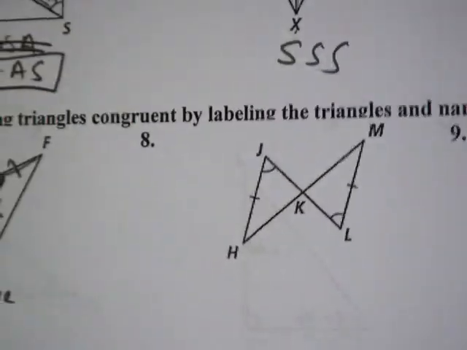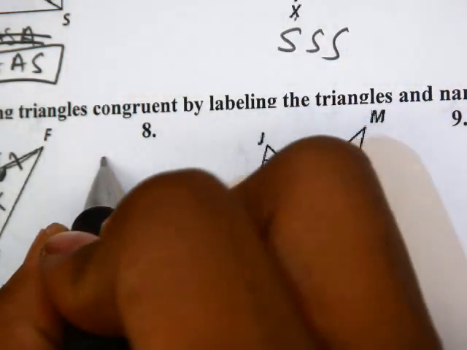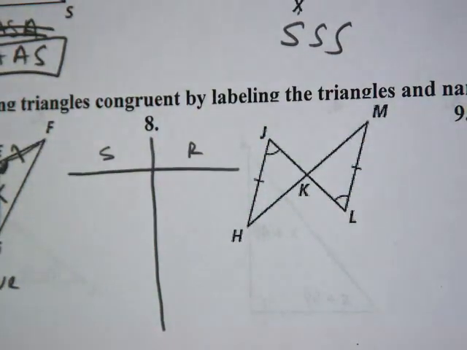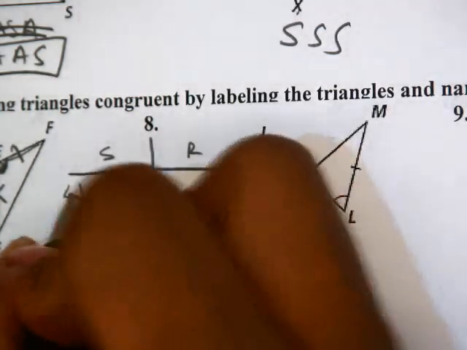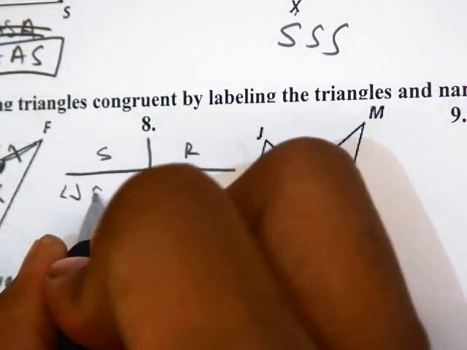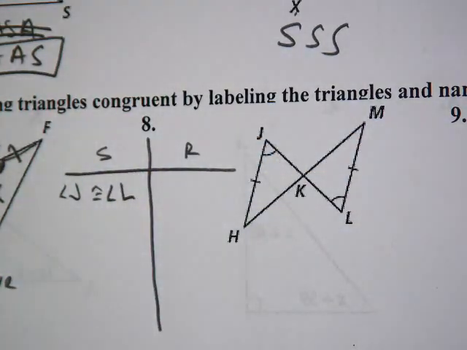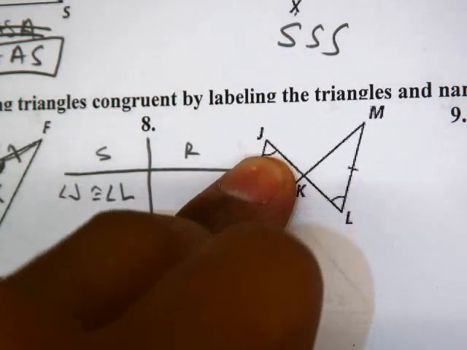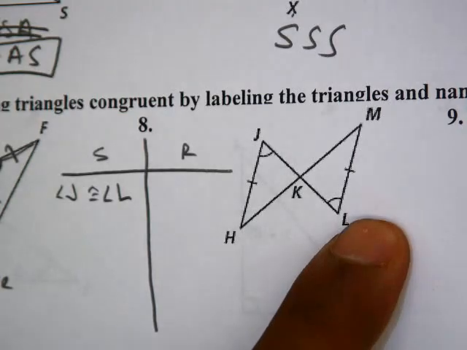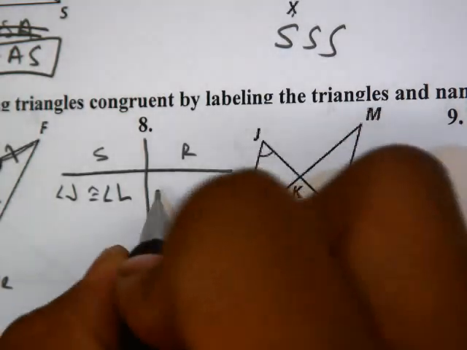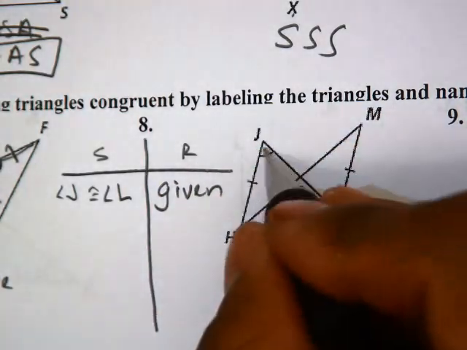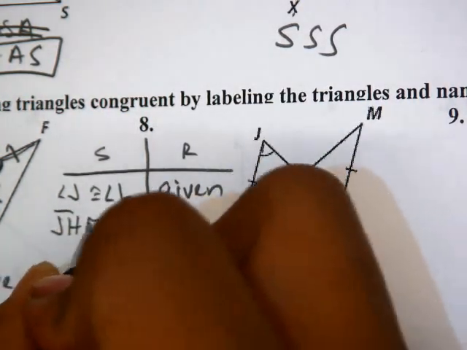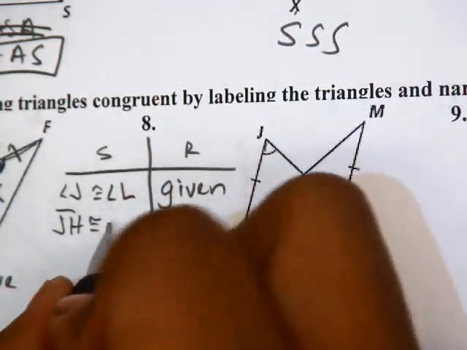Number 8, kind of the same thing. So statements and reasons again. My first statement is going to be that angle J is equal to angle L. I can get away with using one letter for this angle, since there's no confusion. When I say angle J, everybody knows that's angle J. I say angle L, everybody knows that's angle L. That's given. It's also given that this side is equal to that side. Side JH is congruent to side LM.